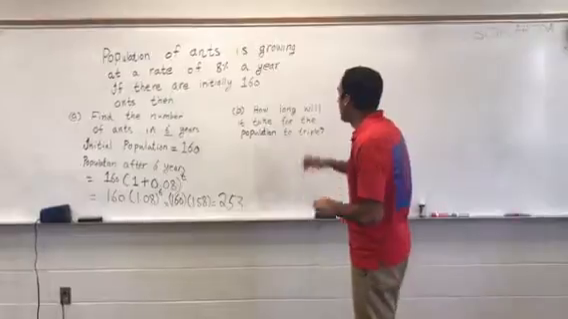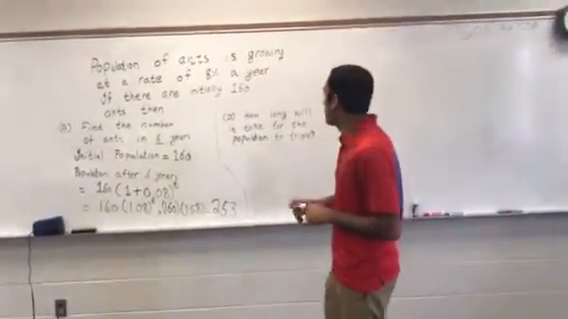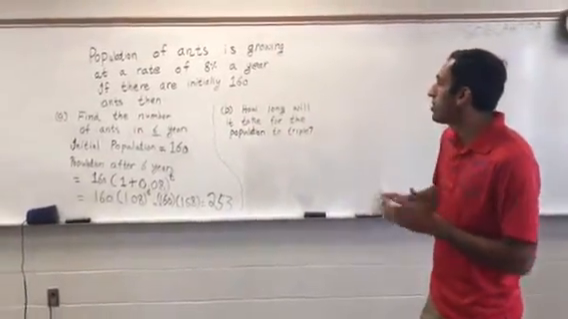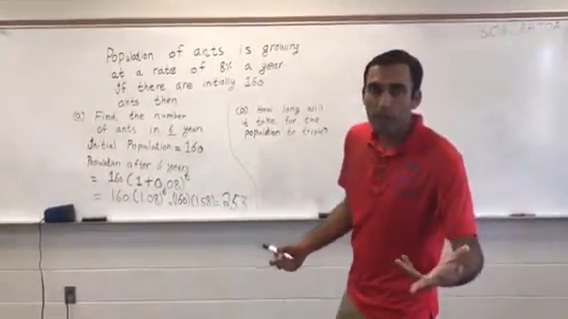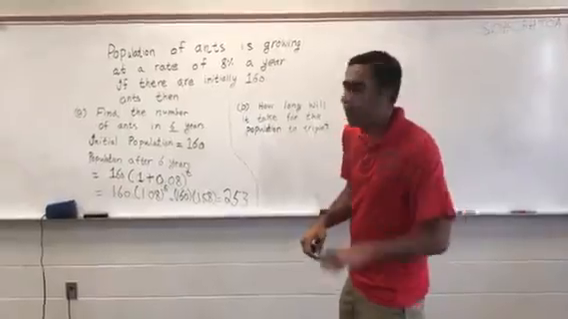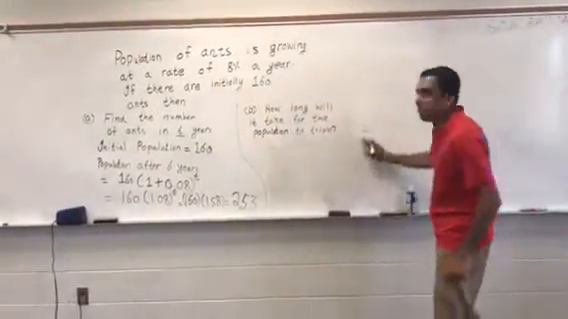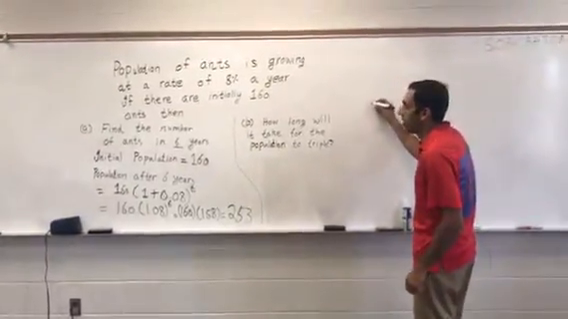So part B, how long will it take for the population to triple? So initially there's 160 ants. So when it triples, how many ants are we going to have? What's 160 times 3? 480. Good job. Good. So I'm going to do part B over here. All right, so there's more real estate to work with.